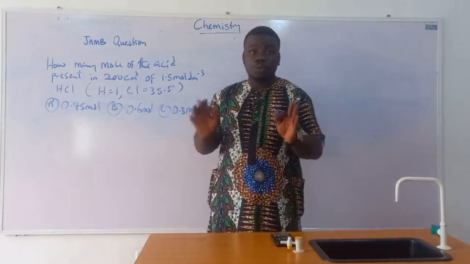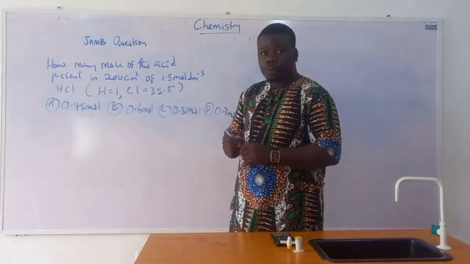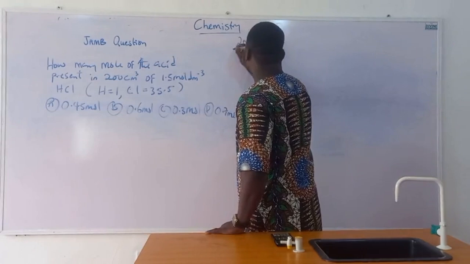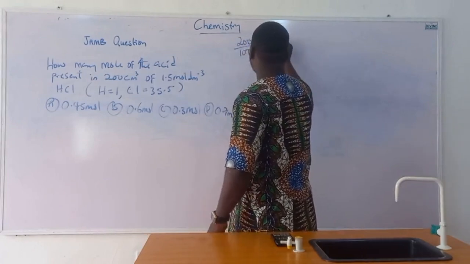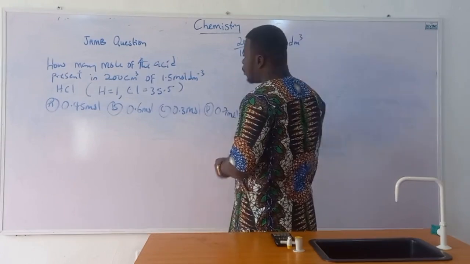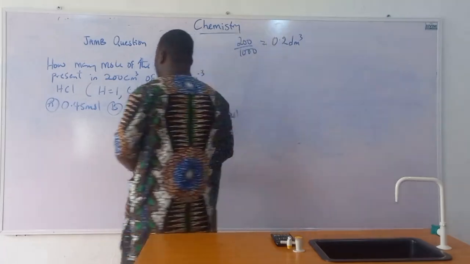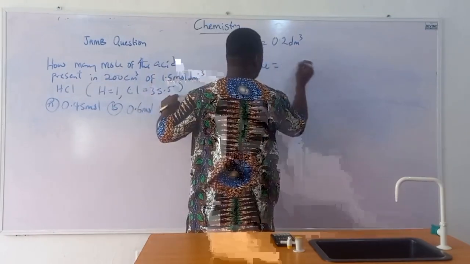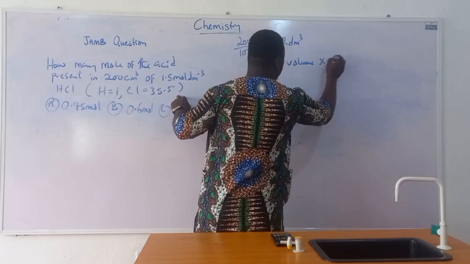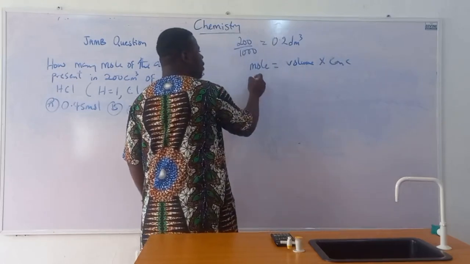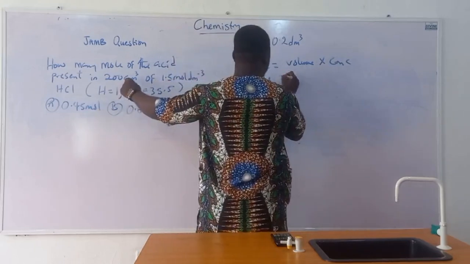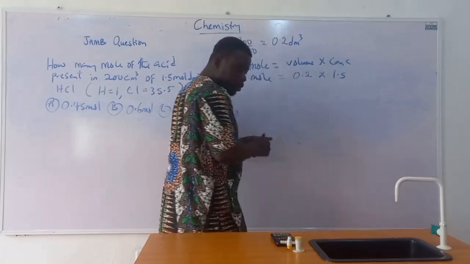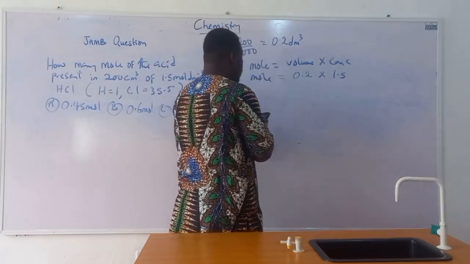So the first thing we do is to convert 200 centimeter cube to dm cube. So we simply divide our 200 by 1000. This is going to give us 0.2 dm cube. Now, moving forward, recall the formula that says mole is equal to volume times concentration. So therefore, the volume is 0.2, the concentration is 1.5. So 0.2 times 1.5.